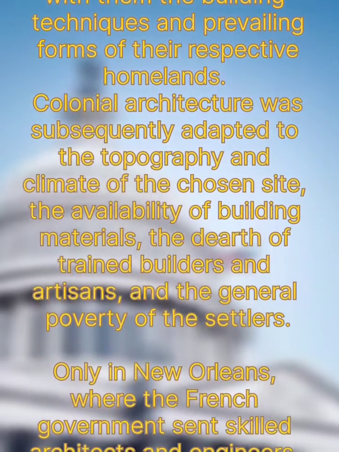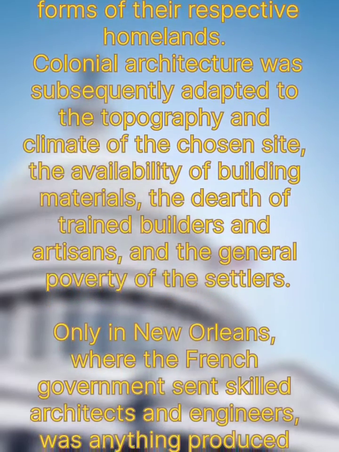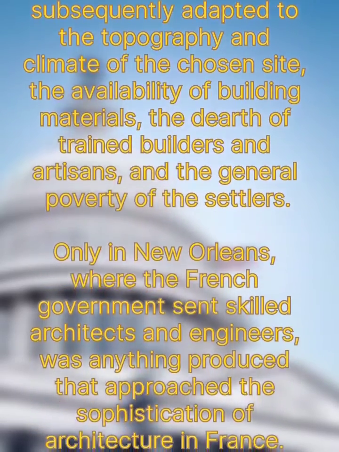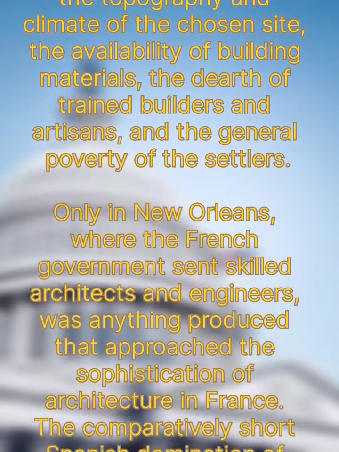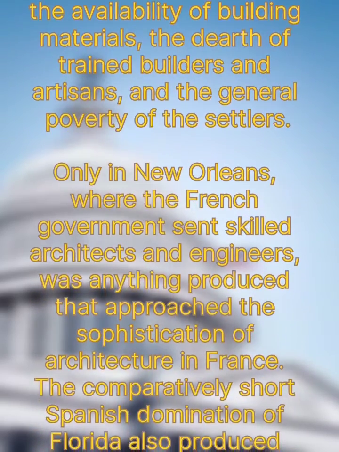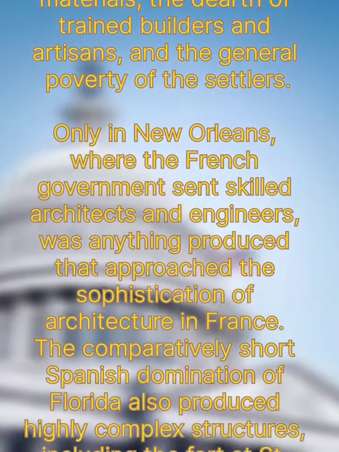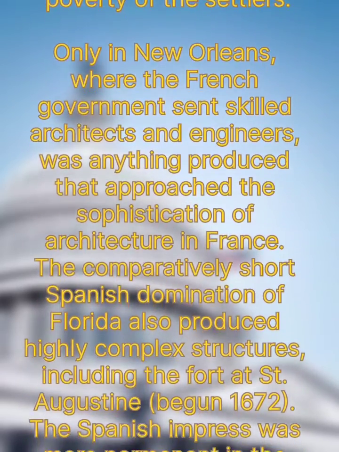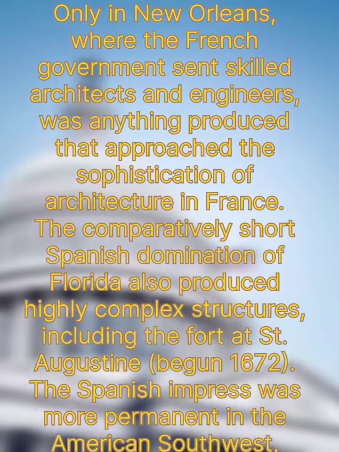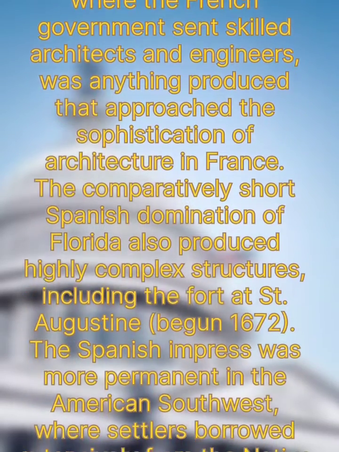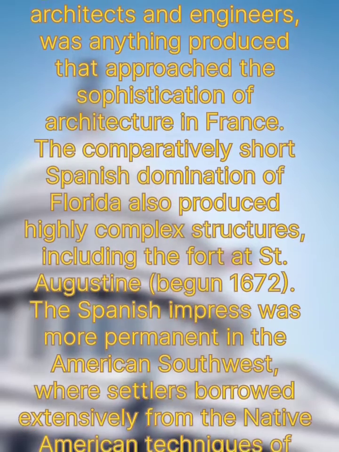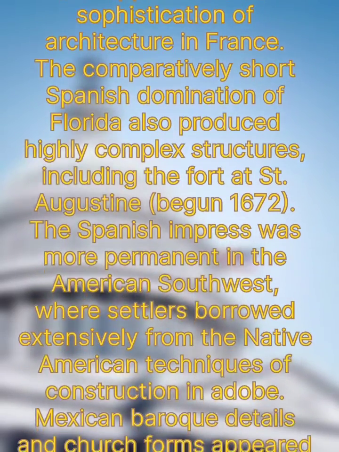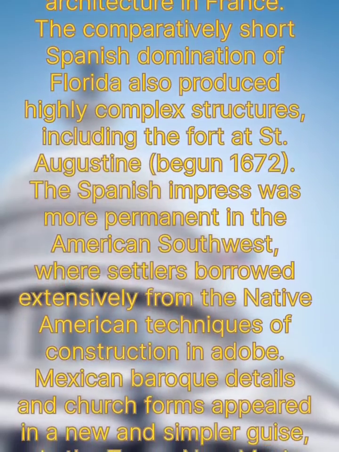Only in New Orleans, where the French government sent skilled architects and engineers, was anything produced that approached the sophistication of architecture in France. The comparatively short Spanish domination of Florida also produced highly complex structures, including the fort at St. Augustine, begun 1672. The Spanish impress was more permanent in the American Southwest, where settlers borrowed extensively from the Native American techniques of construction in adobe.